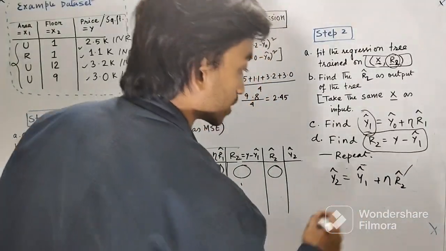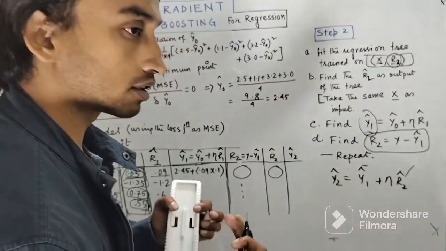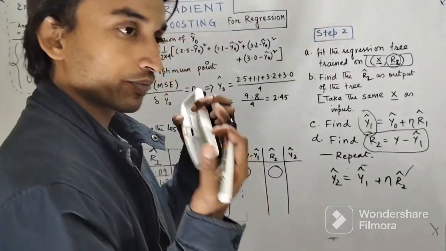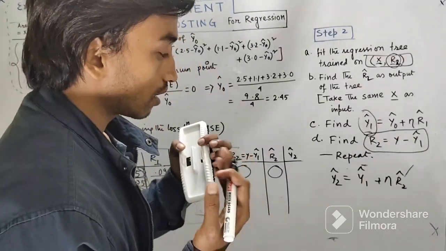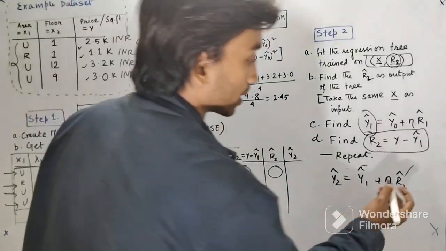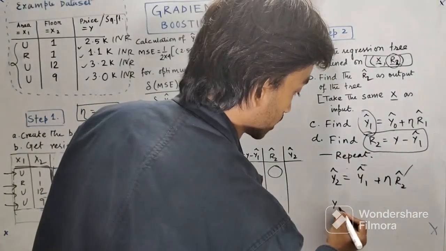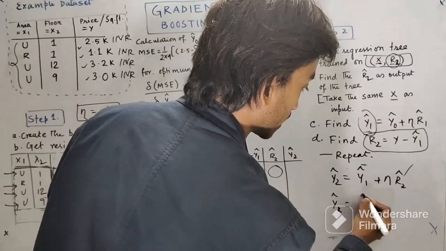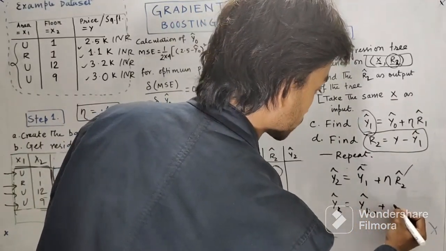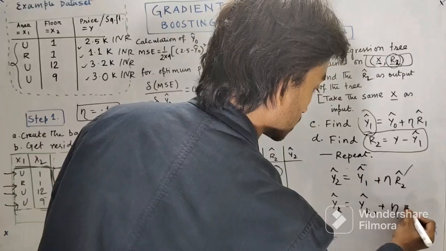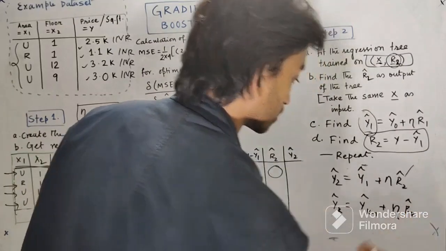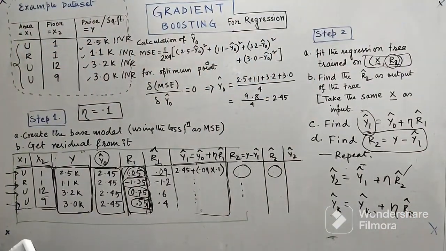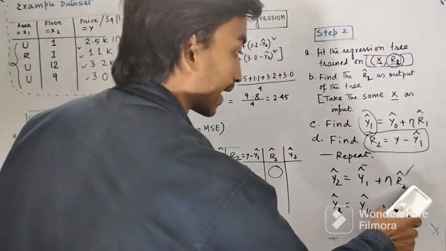If you iterate this whole set for the kth step, then Yk hat is nothing but Yk minus 1 hat plus eta Rk hat. So like this you will get these hats.